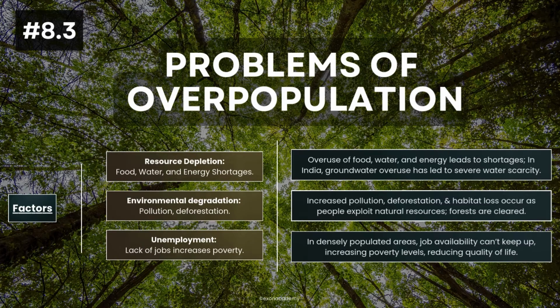Number 2, environmental degradation. Increased pollution, deforestation, and habitat loss occur as people exploit natural resources. An example of this is the Amazon rainforest, which is being cleared for agriculture to meet growing food demands. Number 3 is unemployment and poverty. In densely populated areas, job availability can't keep up, increasing poverty levels. Efforts to control population growth are critical to addressing these issues.